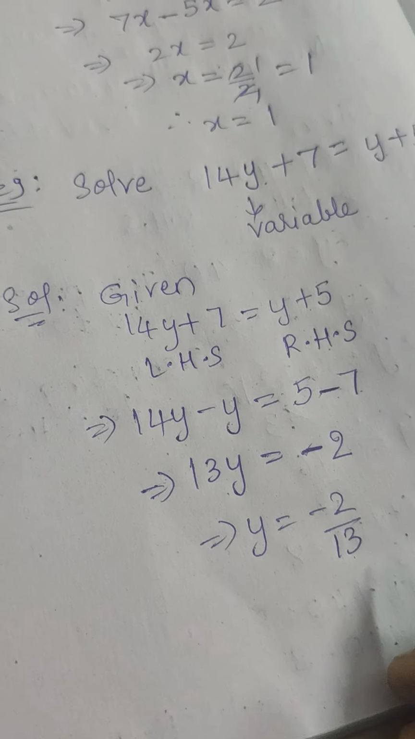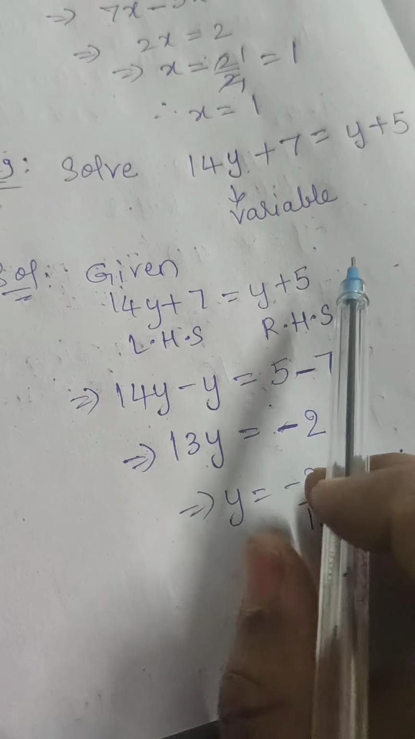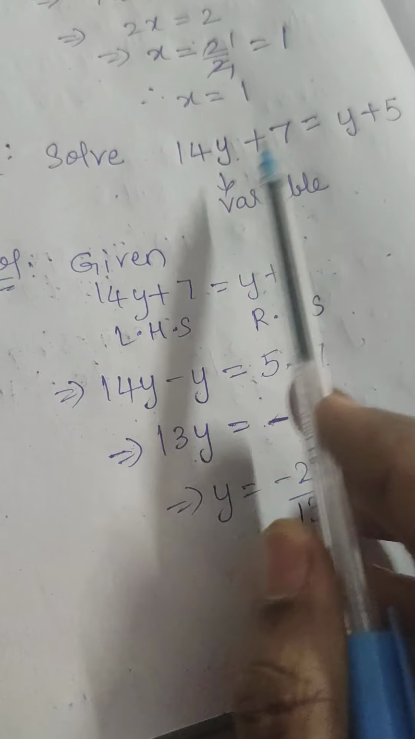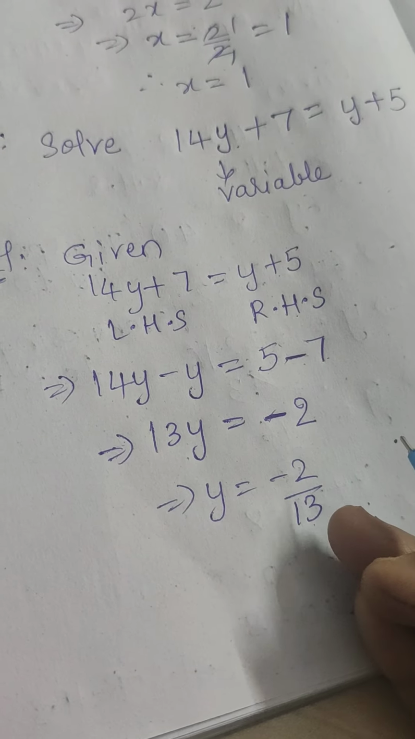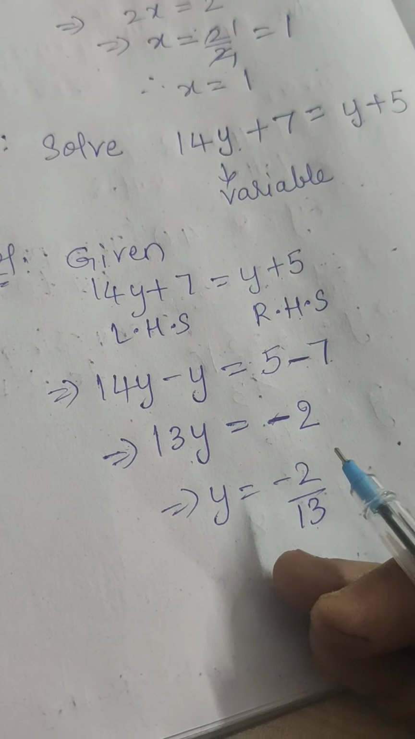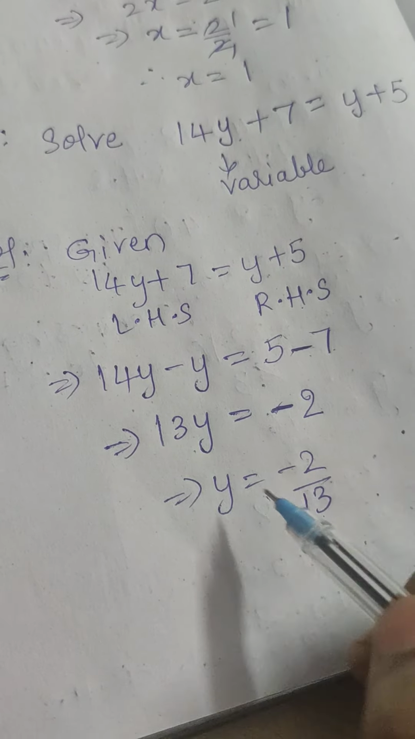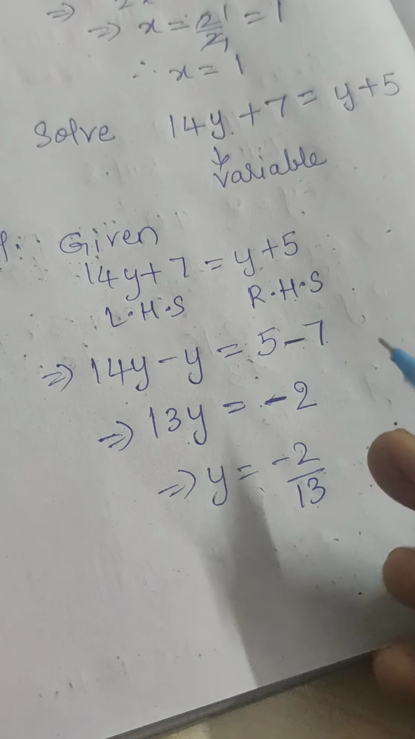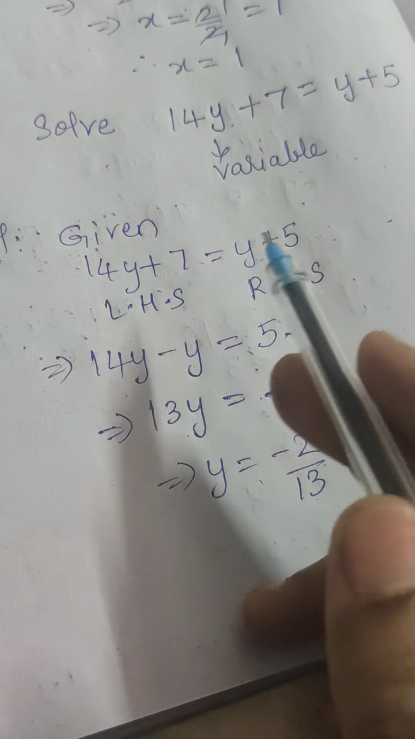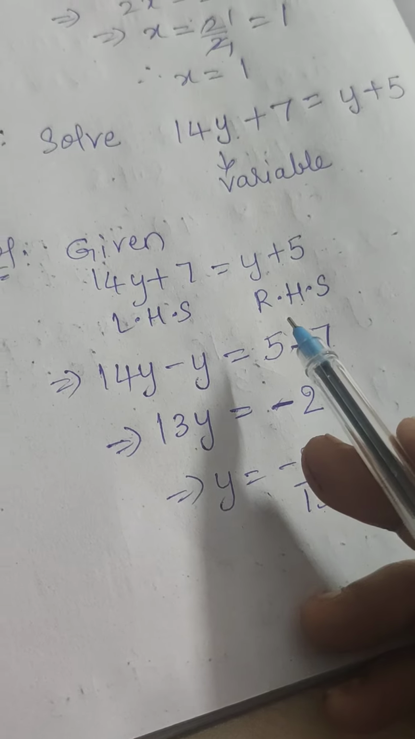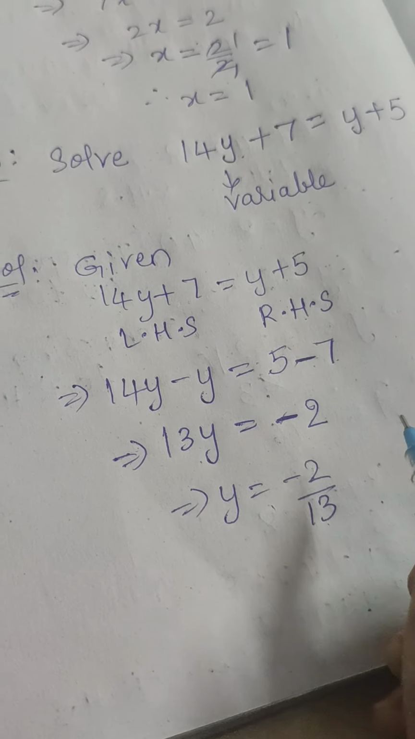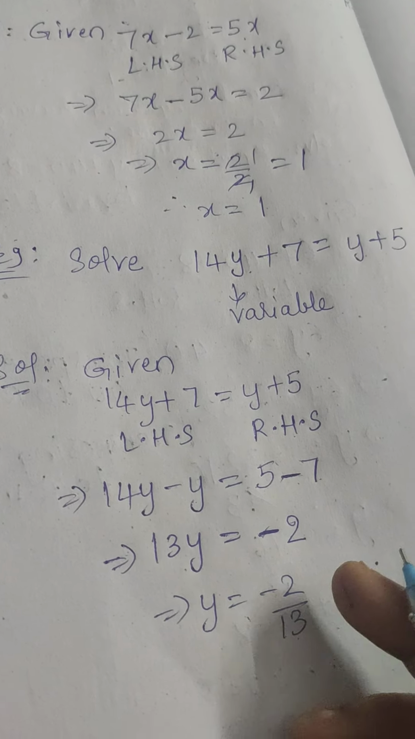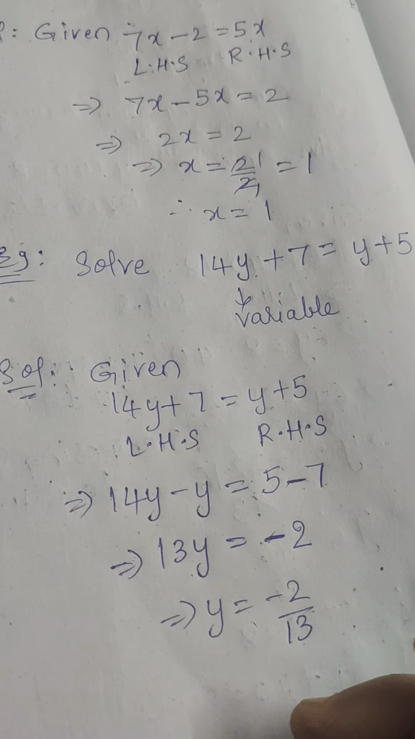This is the way how we can solve simple equations with having variables on both sides. Even we can do the verification by placing y is equal to minus 2 by 13 in the equation. If you place it, then we can know whether LHS is equal to RHS, then our answer is correct. That is about linear equations. In our next video we will see the exercises.